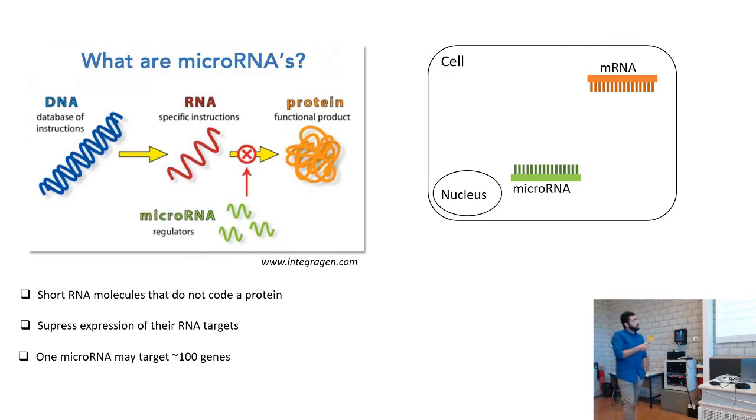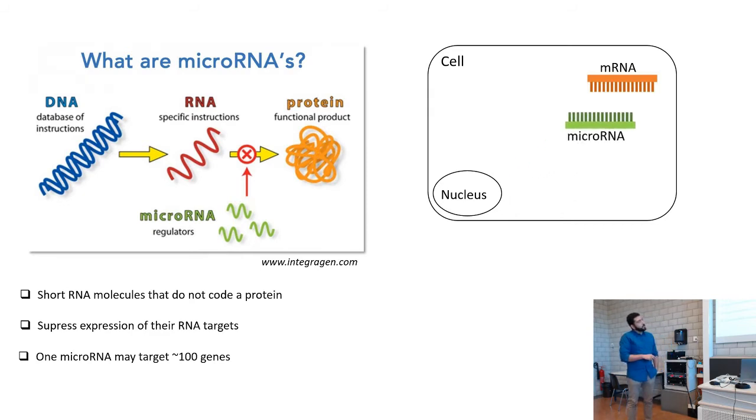In this step, just before RNA becomes protein, there are several regulators. One of them are microRNAs. So what do they do? Basically, they exist in the cell. They find their RNA targets that are complementary to them. They bind to them, and they stop them from being translated into proteins.